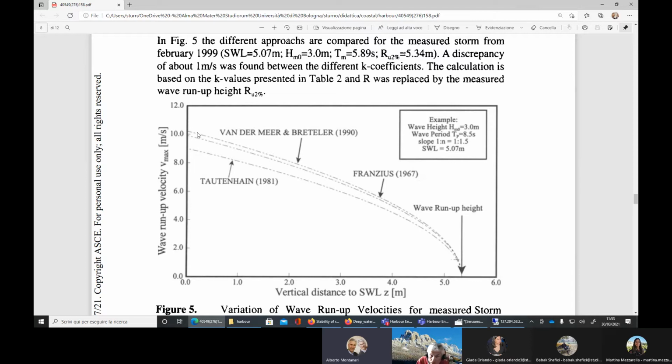10 meters per second is really a lot. You know, it's really an impressive velocity. So basically, this gives you an order of magnitude. Of course, it refers to this specific example with a wave height of 3 meters, but it gives you an idea of what velocities are in play. So you can use these abacuses for estimating the wave run-up and the run-up velocity. The run-down velocity is much lower.